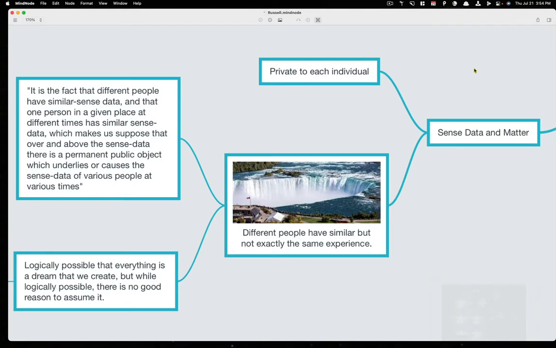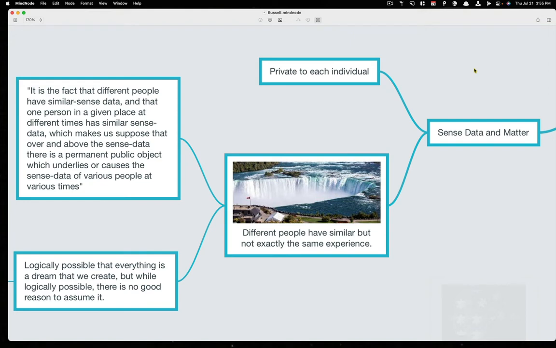So how do we account for that? Well, as Russell notes, he says, it is the fact that different people have similar sense data, and that one person in a given place at different times has similar sense data, which makes us suppose that over and above the sense data, there is a permanent public object which underlies or causes the sense data of various people at various times. So, a very complicated way of saying that, oh yeah, we're seeing the same thing, that there's a thing there that we're both looking at and we're both seeing, that something exists there.